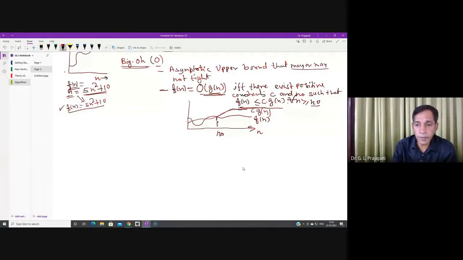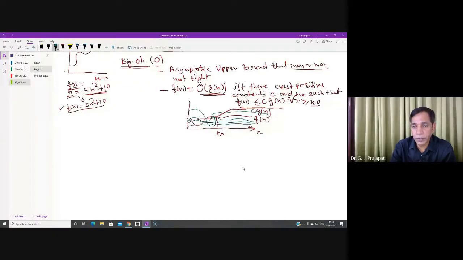So you can see that this is one of the f of n. Sometimes you may have the f of n like this. You may have the f of n like this. Sometimes you may have f of n like this. This is the f of n.